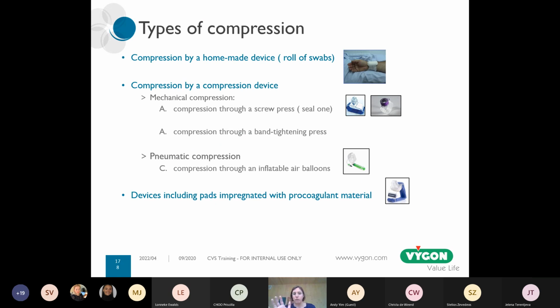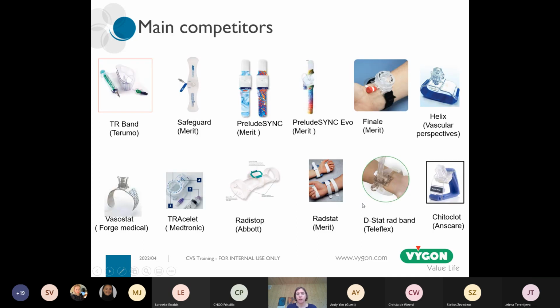Regarding the type of compression, you can have compression by a homemade device, which is a roll of swabs. You can have a mechanical compression, for example with the SIL1. You can have a pneumatic compression, for example with the TR-band, where balloons are inflated. And you have a device which includes a pad impregnated with procoagulant material. There are a lot of competitors, but the main competitor is TR-band from Terumo.